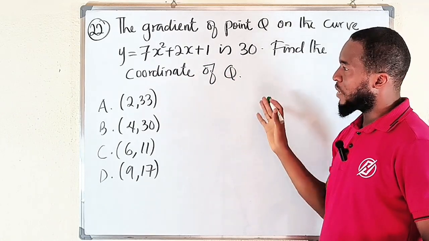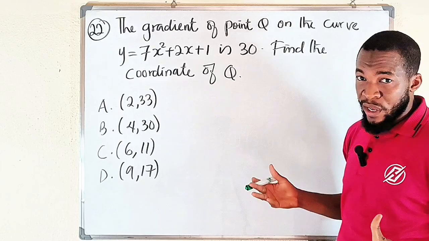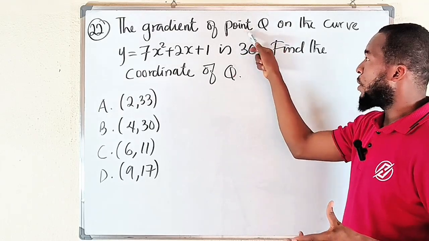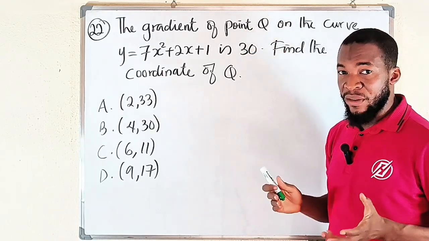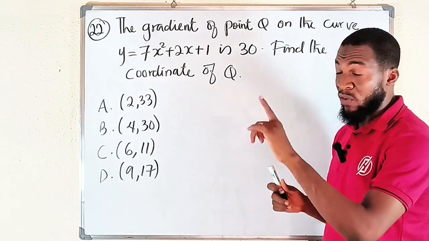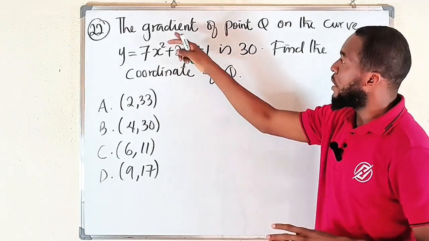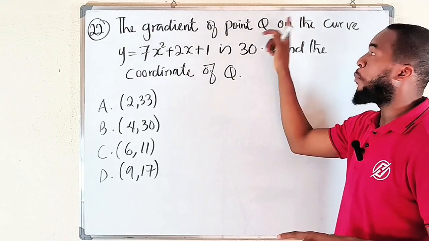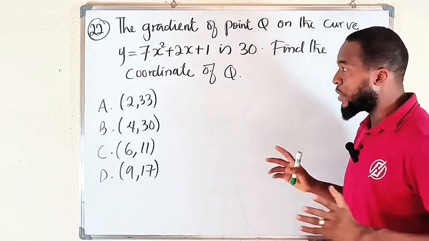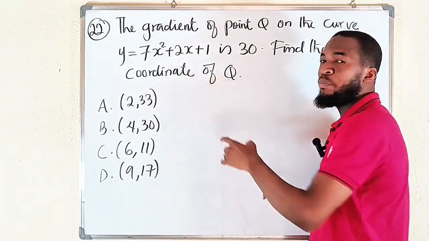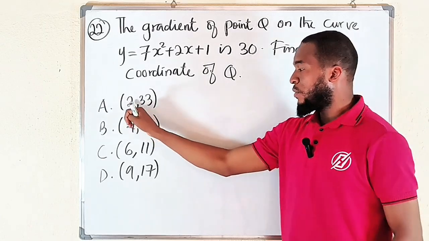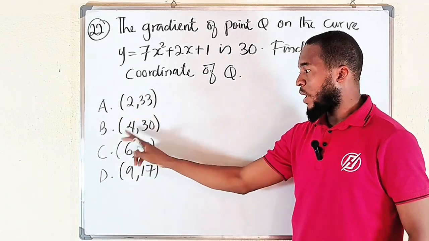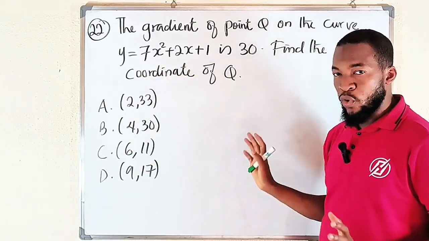Though there's a mistake in writing this question, dear WAEC, you should know that a point doesn't have a gradient, but a curve does, right? So it should be the gradient of the curve, this, at point Q. That's how the question should be. And this coordinate should be coordinates because you see they are pair, x, y, x, y. So it should be coordinates.